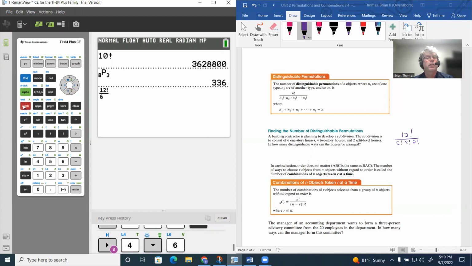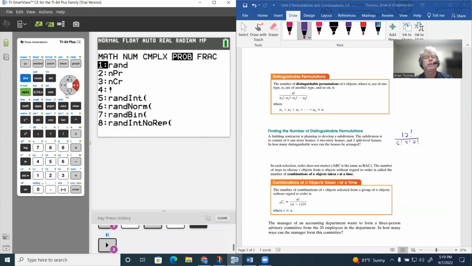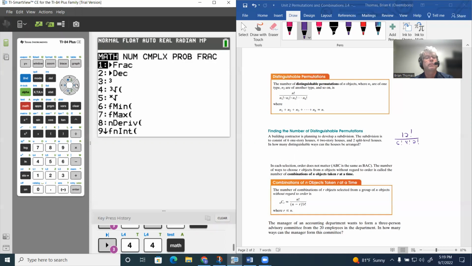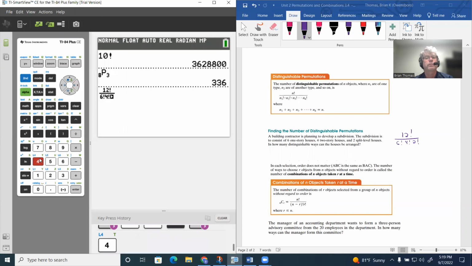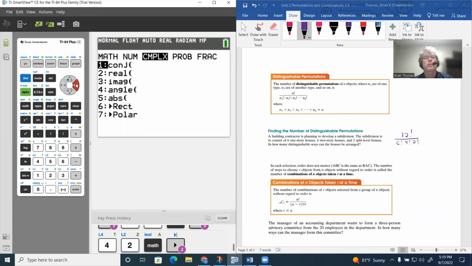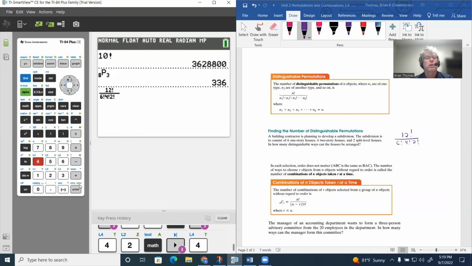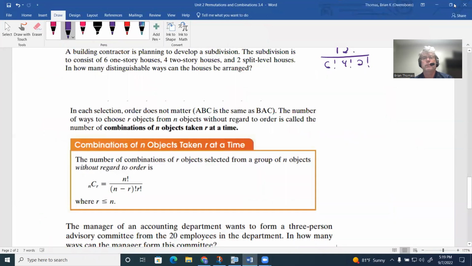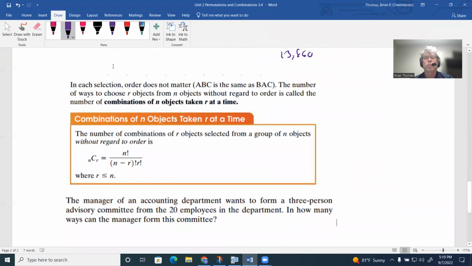So I hit a 6, hit the math button, come across here to probability, choose number 4. And then I need a 4 factorial. So 4, and then my math button again, number 4, and then 2 factorial. And then hit enter, and that would give me 13,860. So that's going to be 13,860 ways to arrange that. Okay, so that's another type of problem you can put into the calculator.